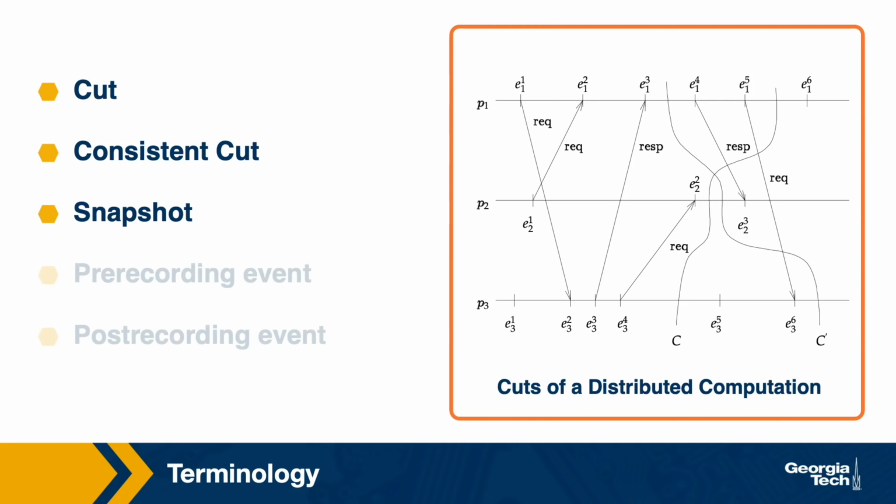Now, before we move into the algorithm, we will introduce two more terms, pre-recording and post-recording events. When we capture the state of a process when trying to get to a consistent cut, or rather to determine a snapshot of the distributed system, then all events which occurred prior to the point of time where the snapshot is taken at a process are referred to as pre-recording events, and all of the events that follow the point in the execution when the state was recorded are called post-recording events.